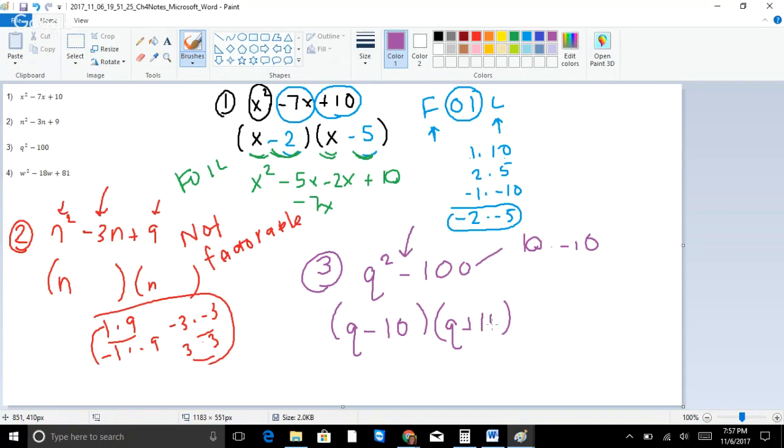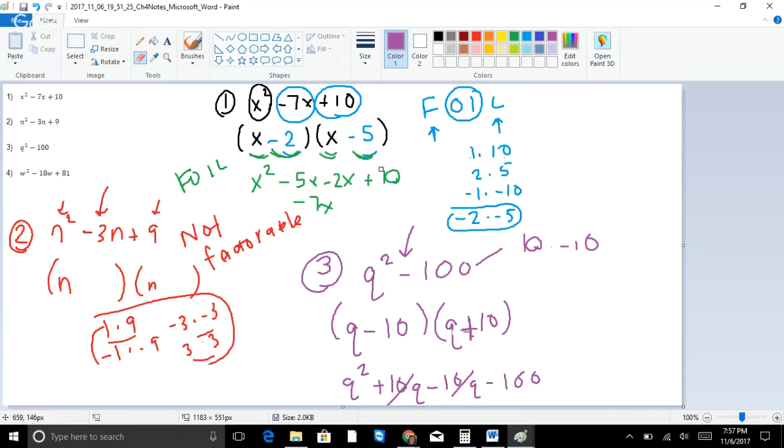q plus 10. When I go to FOIL to check my work, sorry for that crazy plus, I get q squared for my first. My outside is -10q. My inside, this should be positive, is 10q, and my last is -100. These guys cancel out, and I have factored it. I have to fix this because that's pretty bad. There we go, plus.